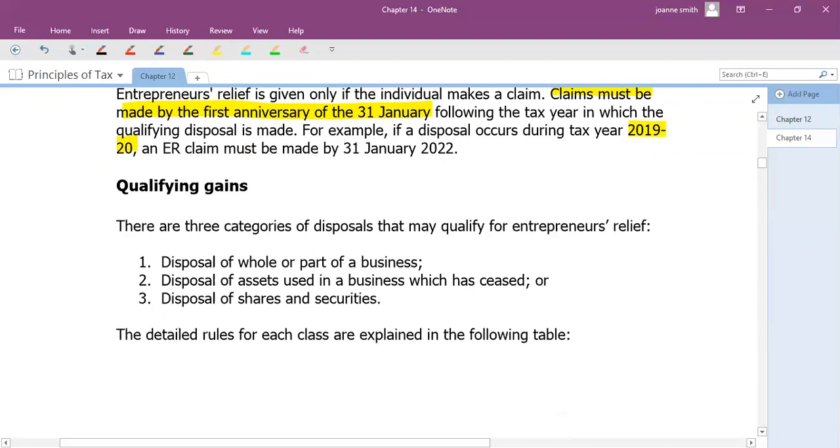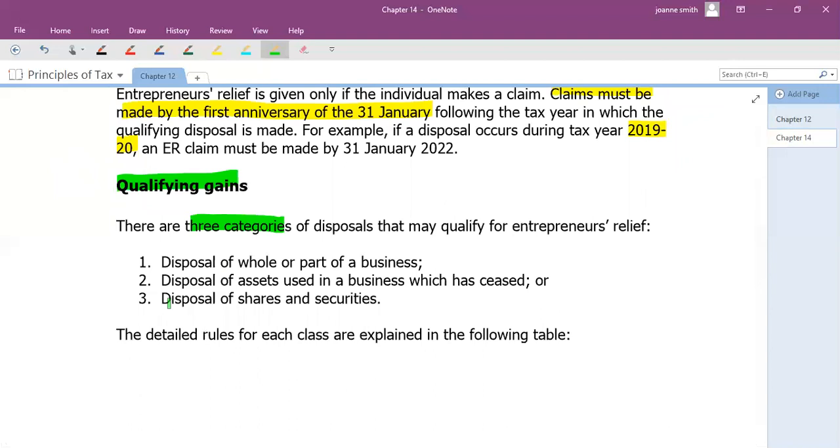So the first thing we need to look at then is what sort of assets will be entitled to this type of relief. So there are 3 categories of disposal that you might get in a question. So if you see any of these 3 scenarios, you need to separate the gain to calculate your entrepreneurs relief.